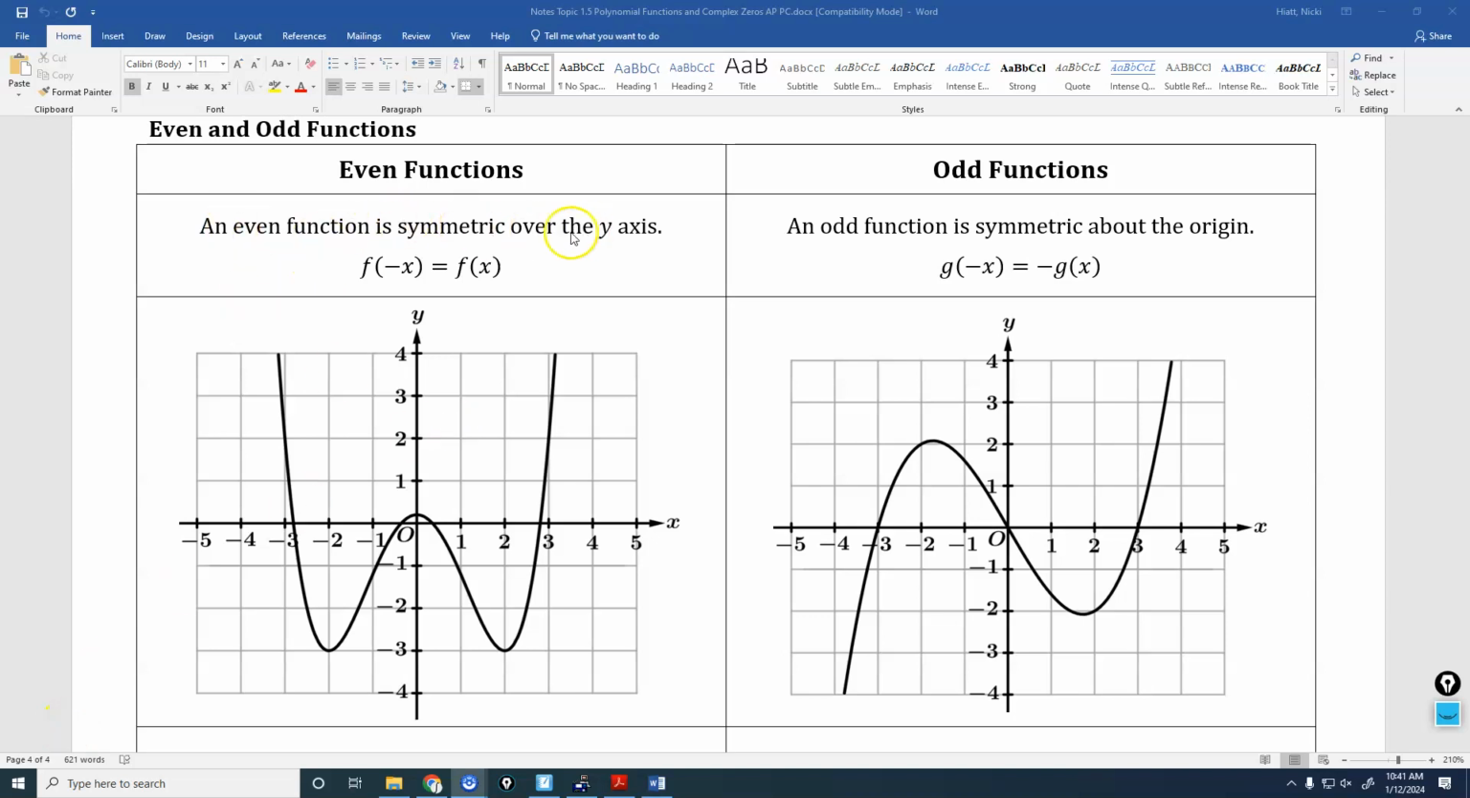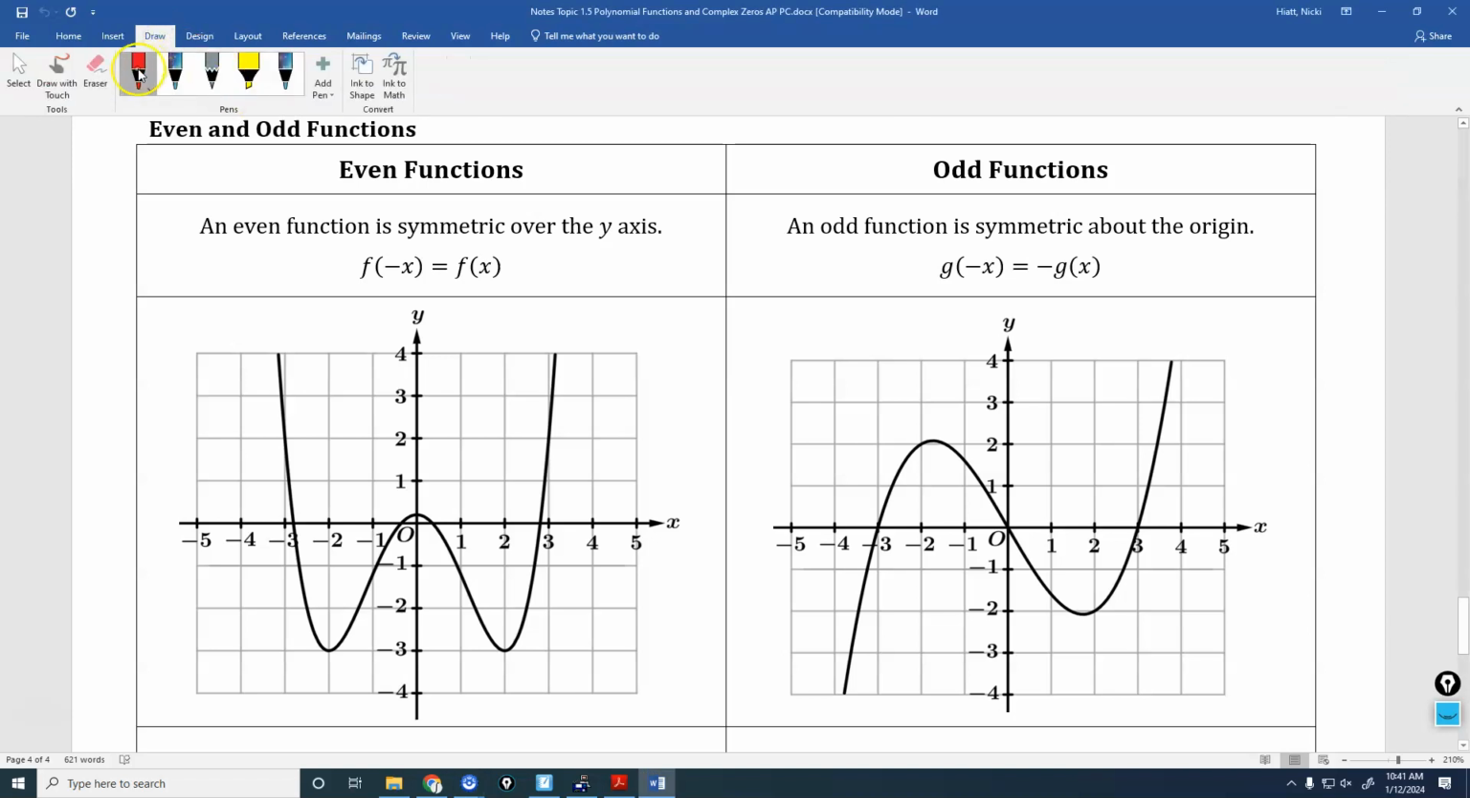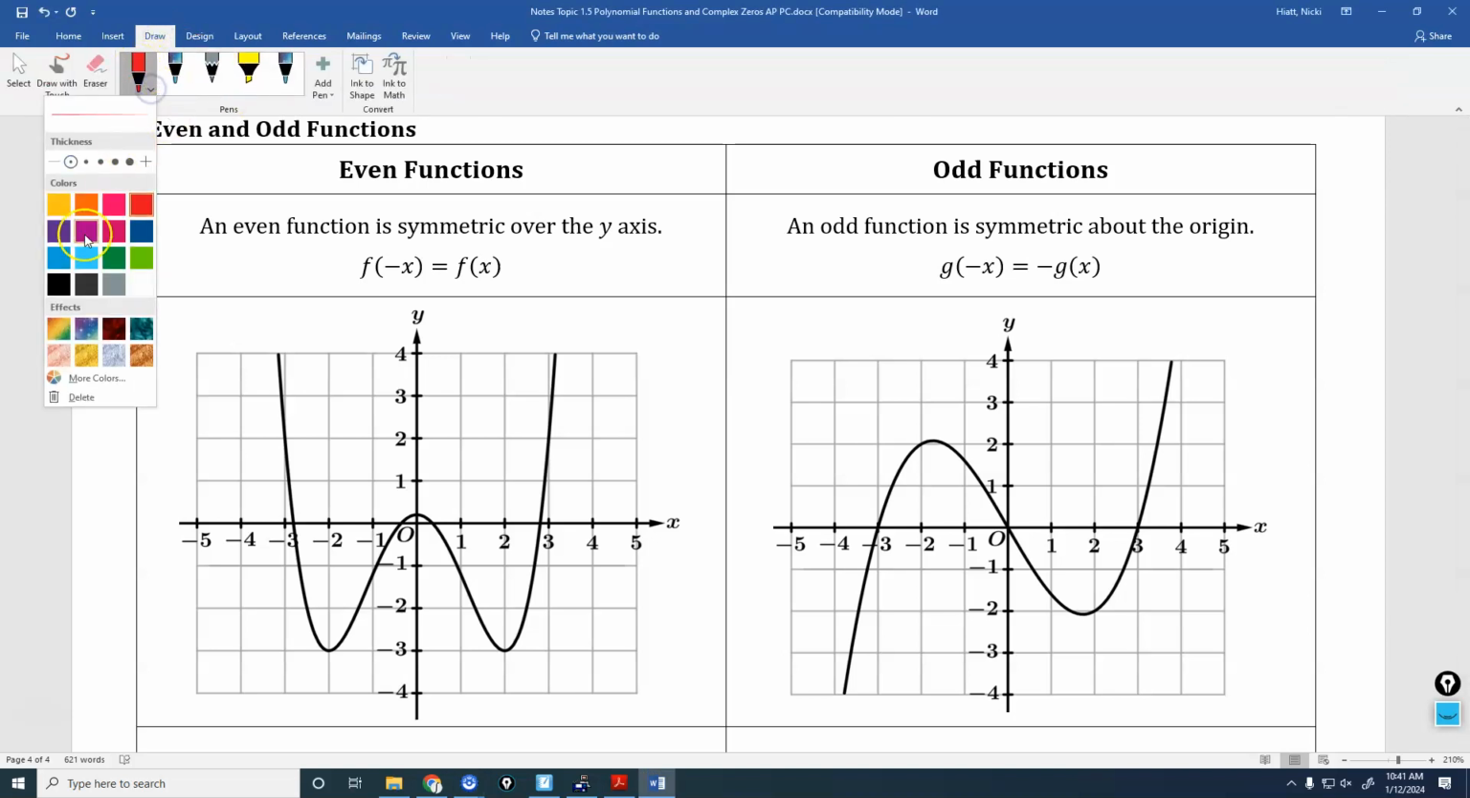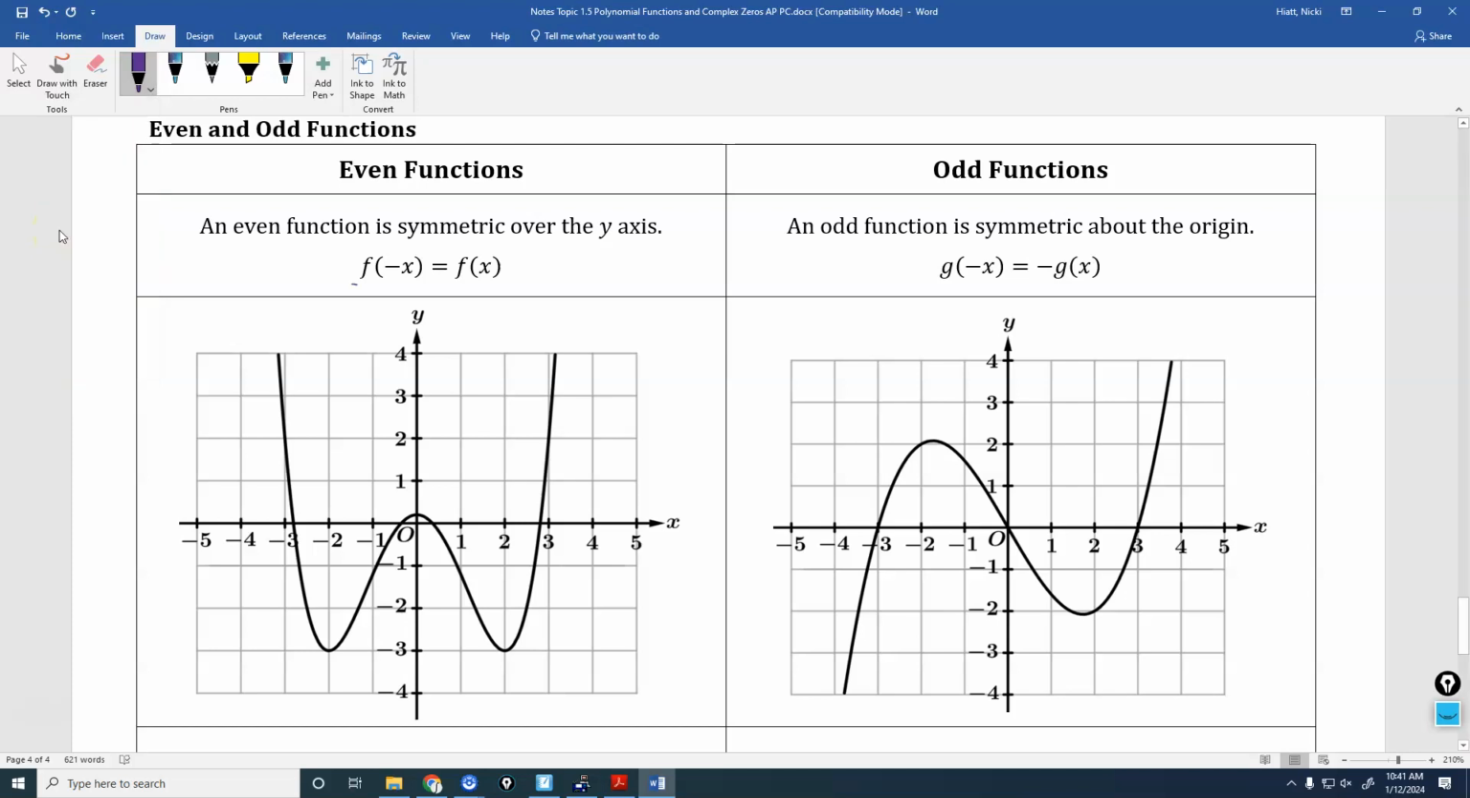Even functions are going to be symmetric over the y-axis. And so then it gives us this piece of information here that tells us that f of negative x just equals f of x. Okay, so let's talk about what that means. What it means is if I plug in x or negative x, I should get the same number out, right?